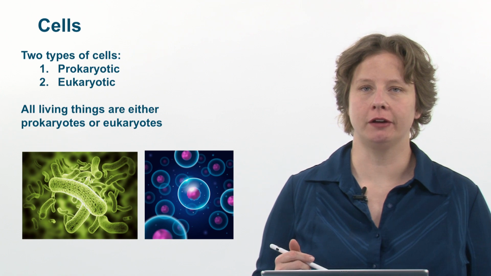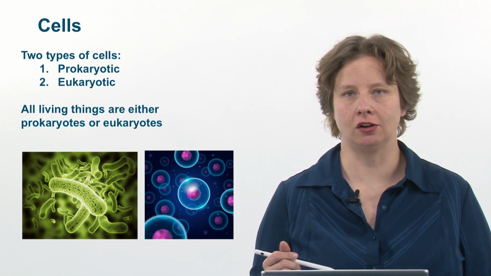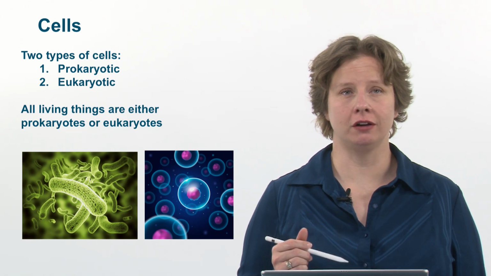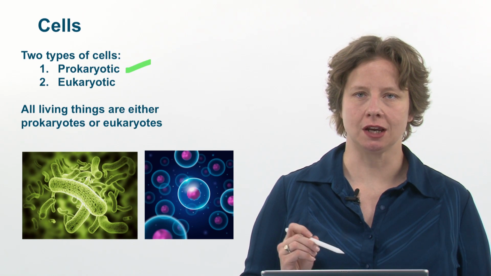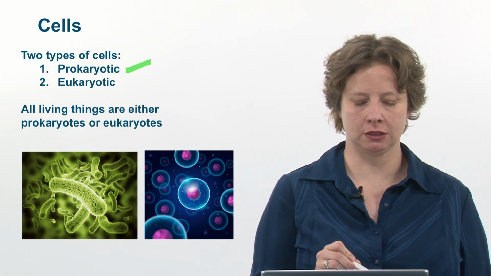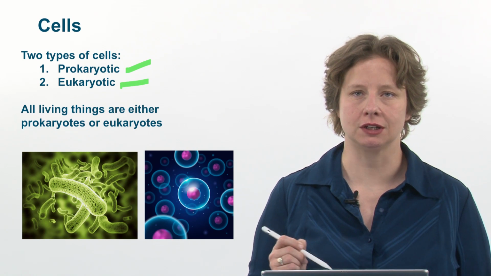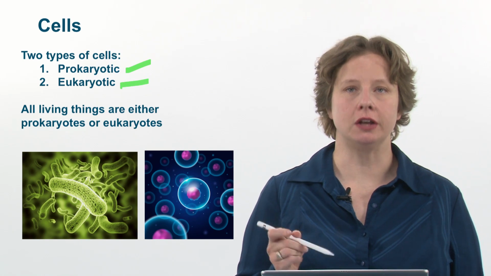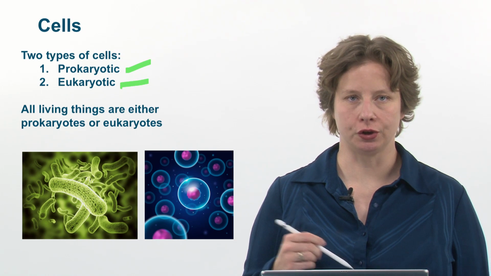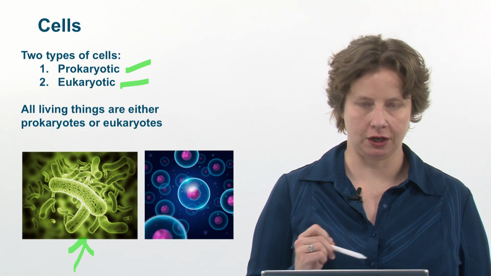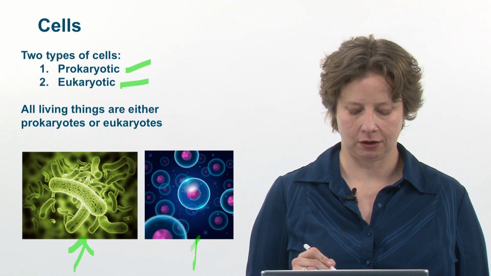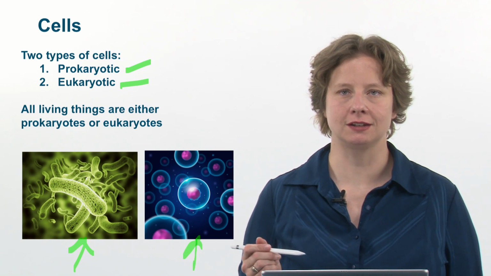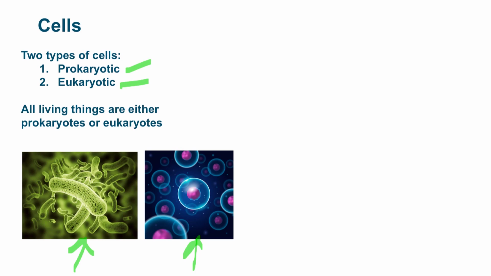In this unit, we're going to talk about types of cells, and there are two types of cells, prokaryotes and eukaryotes. The prokaryotes are the simplest types, and they have no nucleus. Eukaryotes have a nucleus. All living things are either prokaryotic or eukaryotic. In this picture here, we've got a prokaryotic bacterial cell. In this picture here, we've got a eukaryotic cell from an unknown organism.